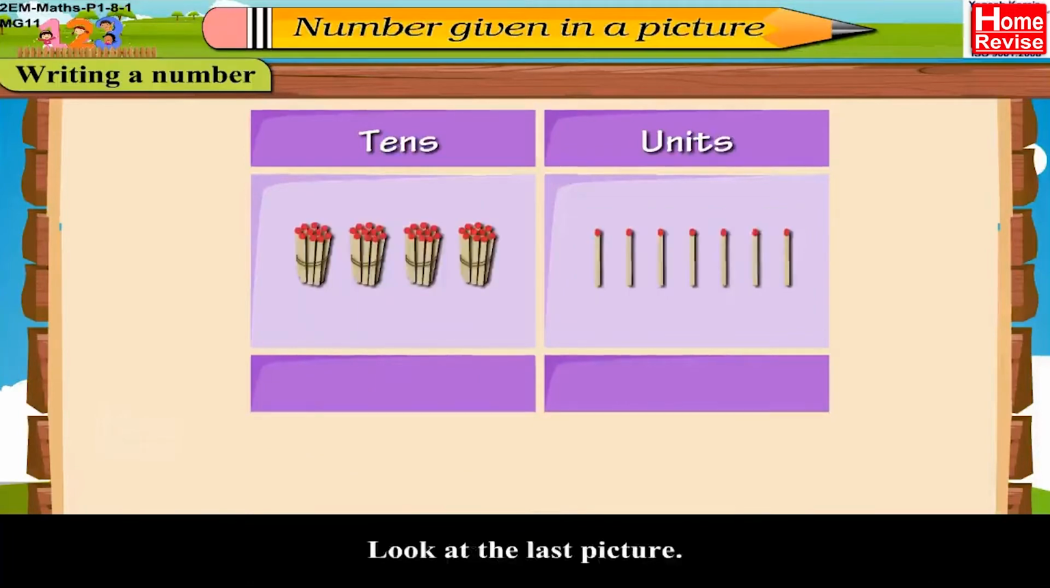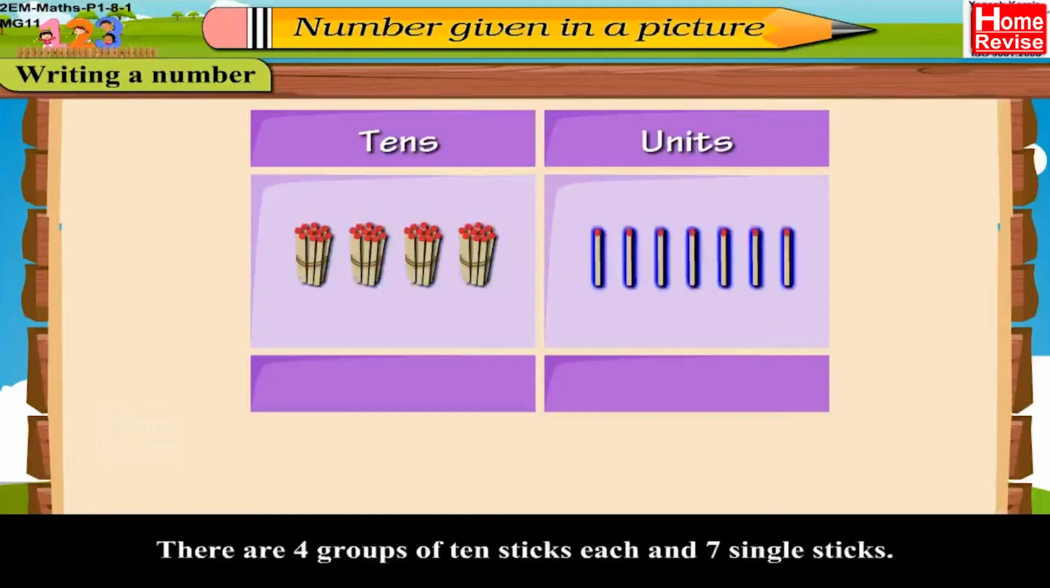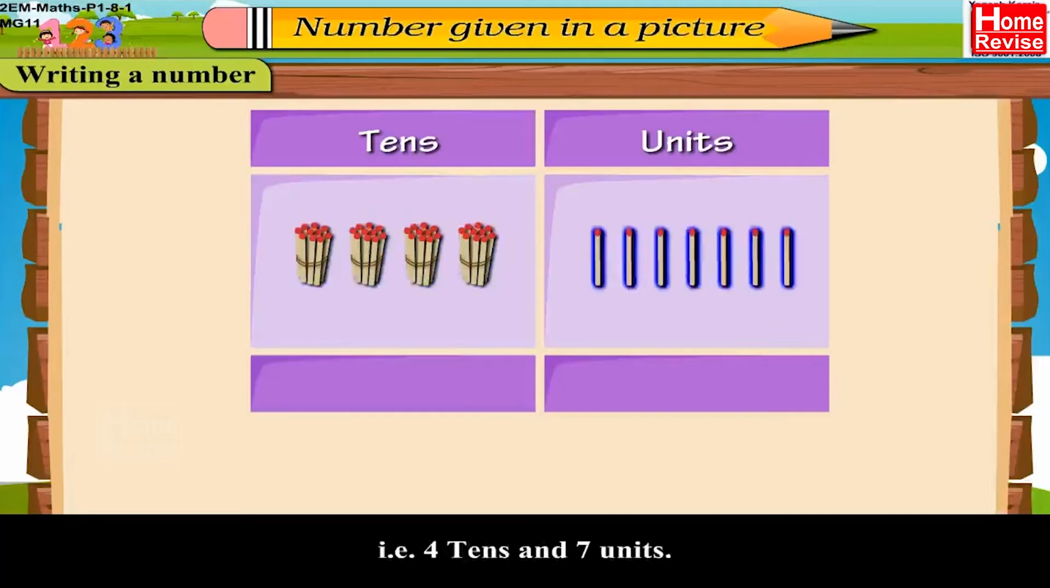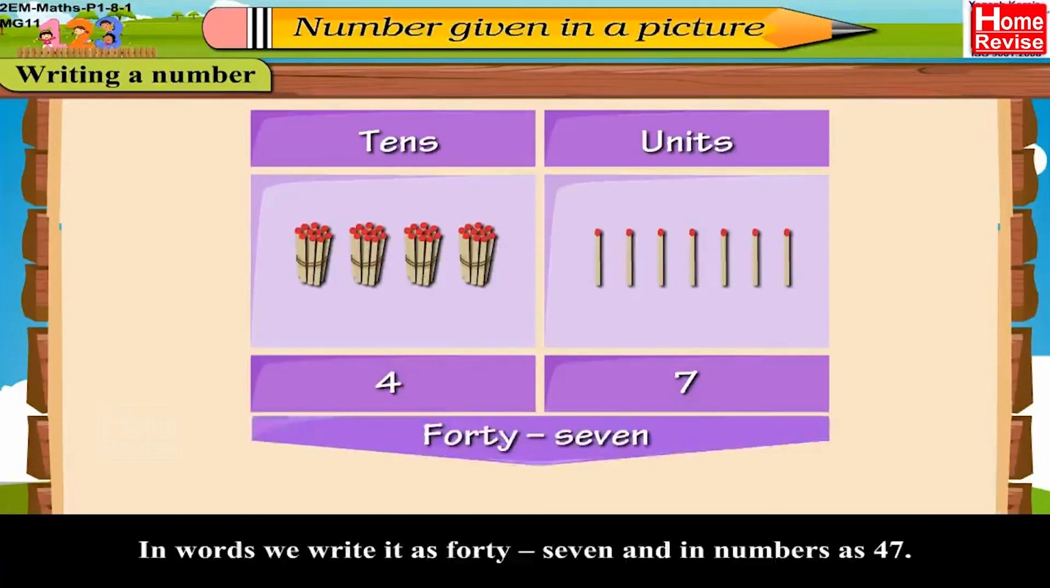Look at the last picture. There are 4 groups of 10 sticks each and 7 single sticks, that is 4 tens and 7 units. In words, we write it as 47 and in numbers as 47.